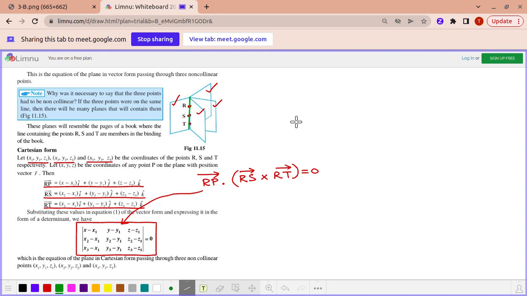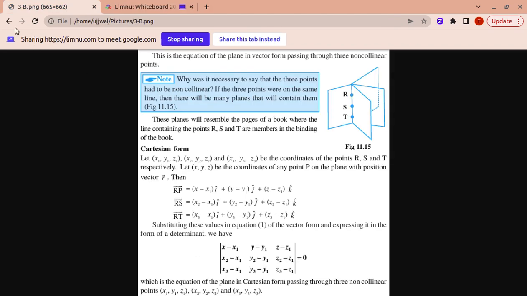Okay, they should not be in the same line. Collinear means they are in the same line. Non-collinear means they are not in the same line. That means you cannot construct a single straight line passing through all the 3 points. That is what it's called, the 3 points are non-collinear. I hope it is clear. Now we can proceed further.